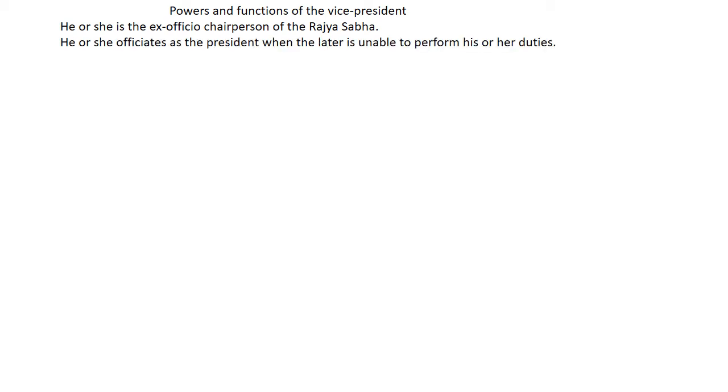Powers and functions of the Vice President. The Vice President of India has limited powers and functions. He or she is the ex officio chairperson of the Rajya Sabha. That means he officiates the Rajya Sabha. He or she officiates as the president when the latter is unable to perform his or her duties.